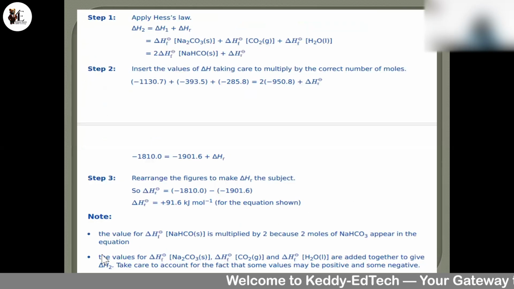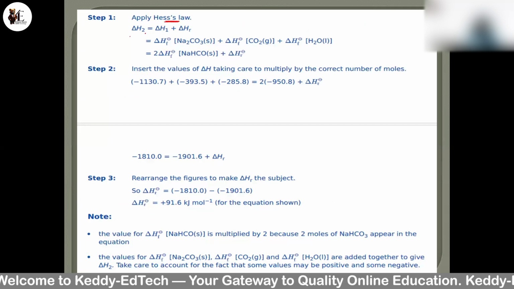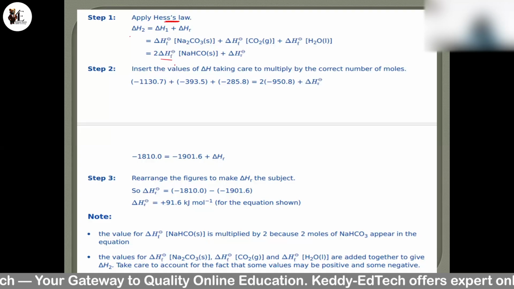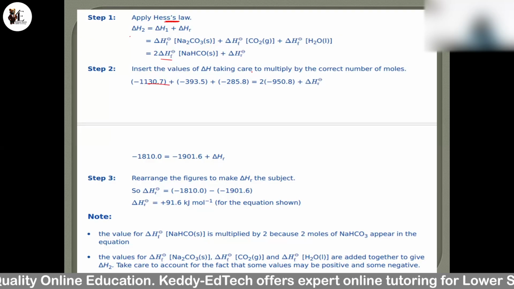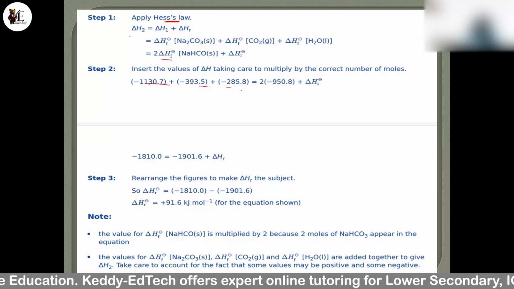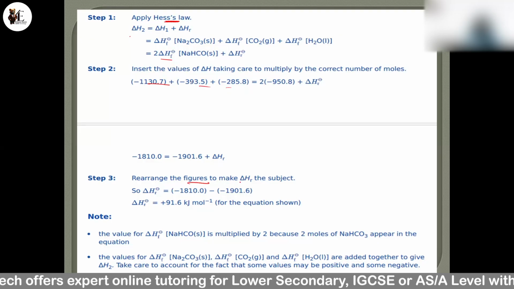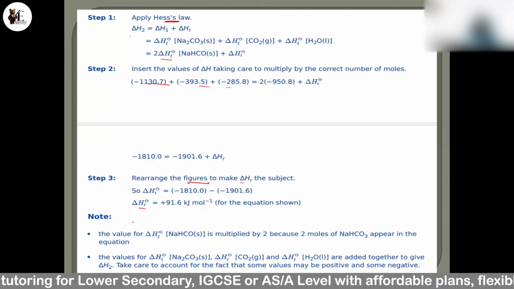So let me tell you the steps first. You have to solve it on your own. You have to apply Hess law. Delta HR is equal to, that means direct route is equal to indirect route. So you have to apply the formula. Then you have to insert the values of delta H, taking care to multiply by the correct number of moles. Then you have to rearrange the figures to make your delta HR the subject, that means the left hand side.